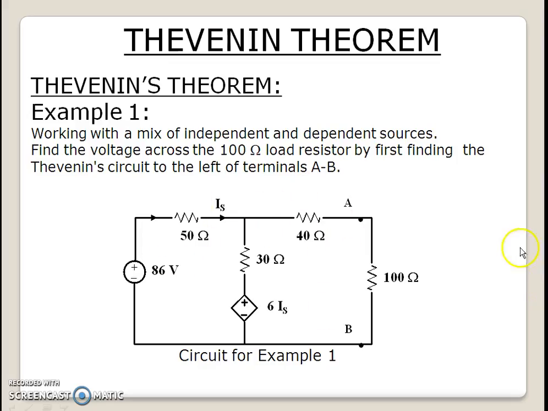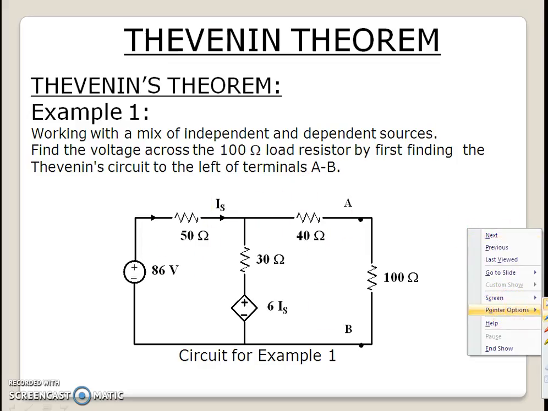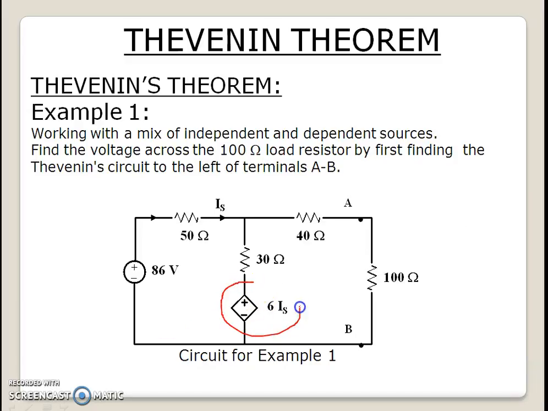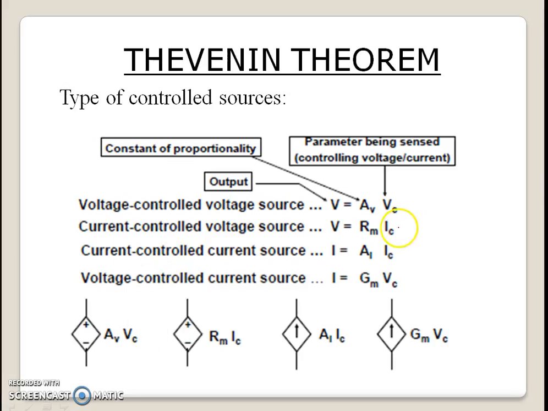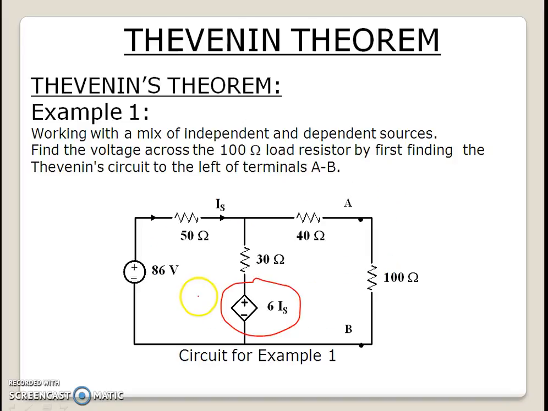See, in this particular example, we have a controlled source here. So what types of controlled sources are available? Voltage controlled voltage source, current controlled voltage source, current controlled current source, voltage controlled current source. In this example, it is the current controlled voltage source. So let us start solving the problem with the first step we have learnt in the previous session.